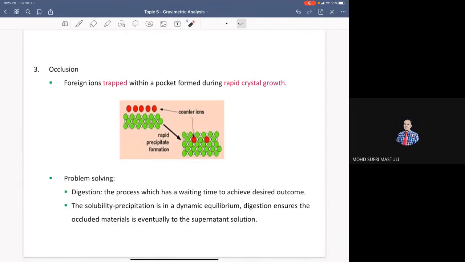So occlusion is the foreign ion trapped within pockets formed during rapid crystal growth. For example, when we do rapid precipitation, the counter ion will be trapped in the pockets of the crystal growth.